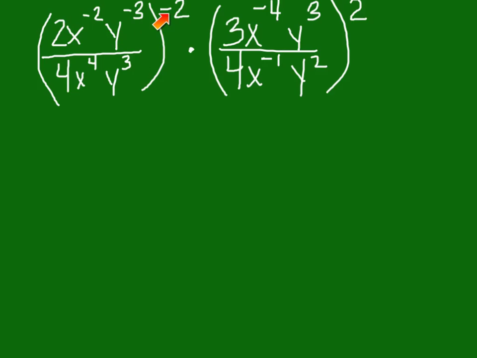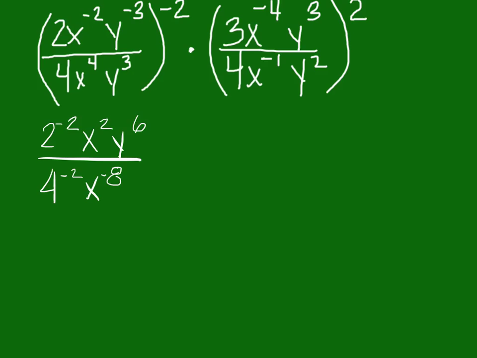On the first expression, there's a -2 exponent. You have to multiply every exponent in here by the -2. When you do that, you should have 2 to the -2, x squared, and then y to the 6th. On the bottom, you'll have 4 to the -2, x to the -8th, and y to the -6th. A -2 times -2 is a positive 4, and that's why I should have a 4 right here. Positive 4. And then -2 times -3 is a positive 6.